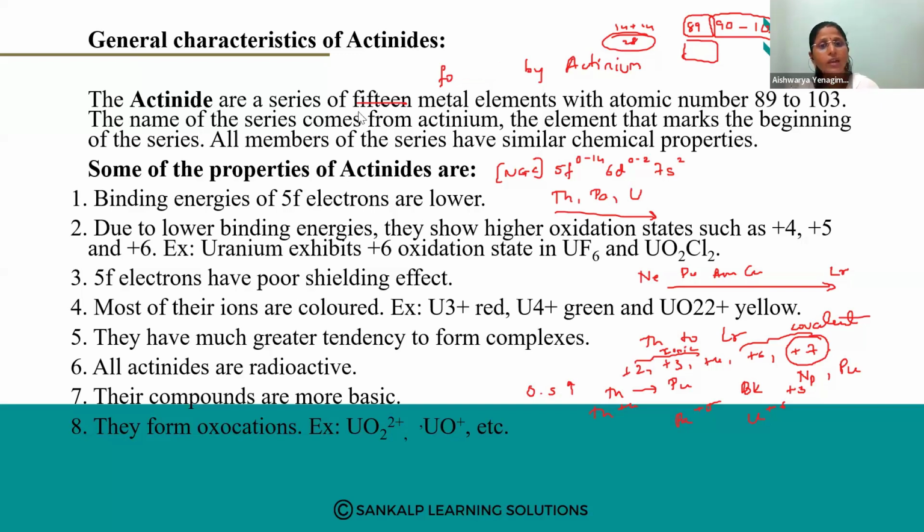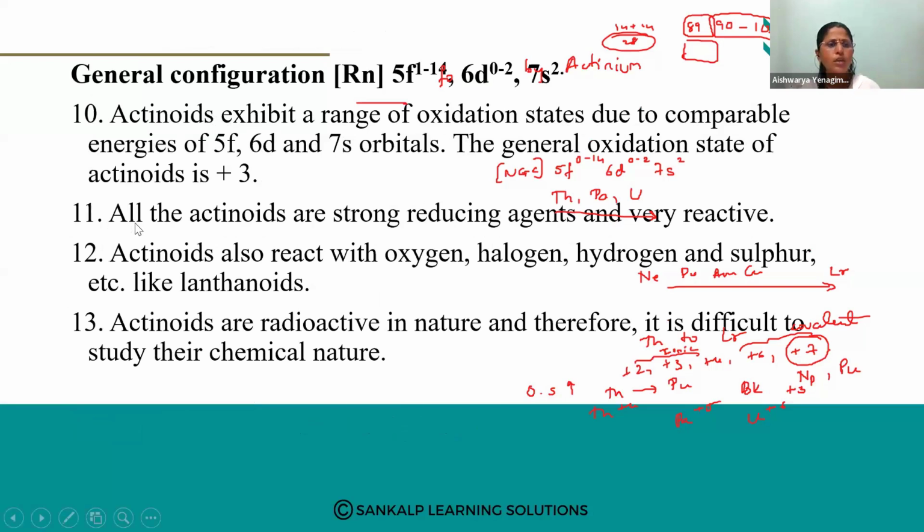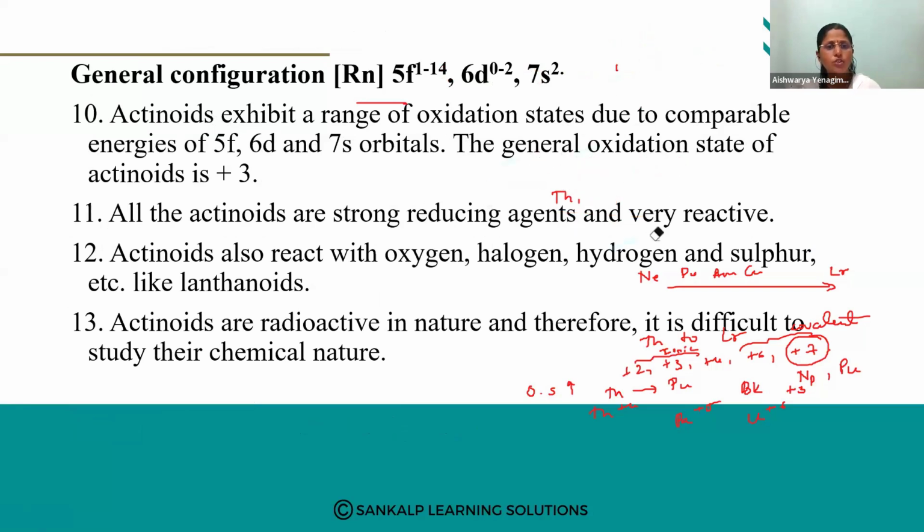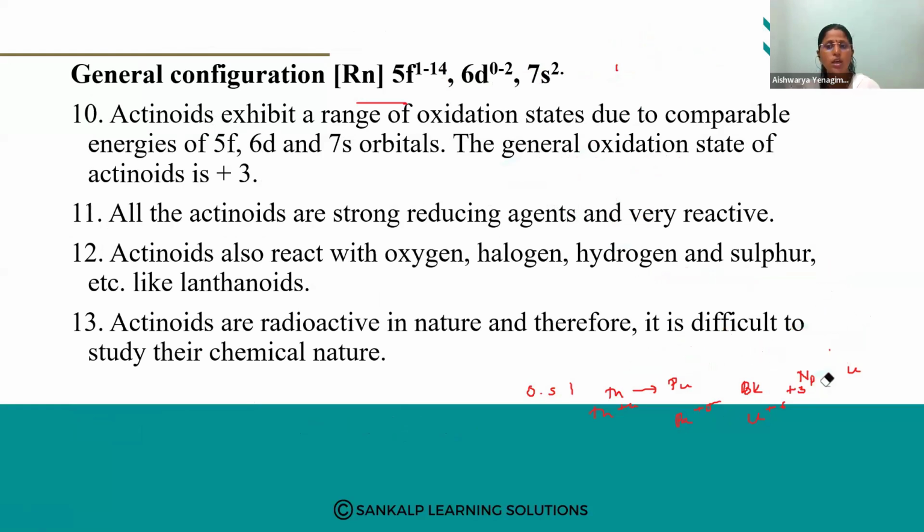So this is about the property. Actinides exhibit a range of oxidation states due to comparable energies of 5d, 5f, 6d, and 7s orbitals. The general oxidation state shown by actinides is +3. Again, same like lanthanides, actinides also show +3 oxidation state. All the actinides are strong reducing agents and very reactive.